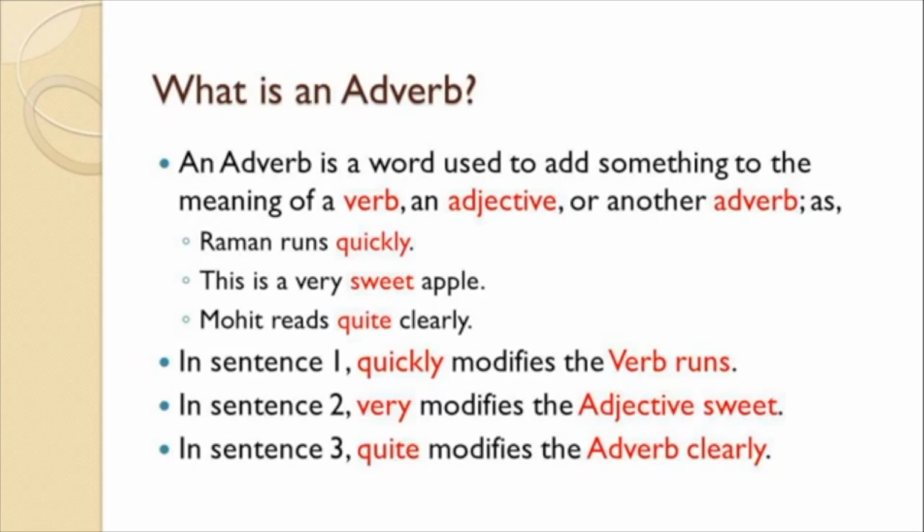In the third sentence, quite shows how far Mohit reads clearly, or to what extent he reads clearly. So here the word quite modifies the adverb clearly. So the words quickly, very, quite are examples of adverbs. So we can say a word that modifies the meaning of a verb, an adjective, or another adverb is called an adverb.